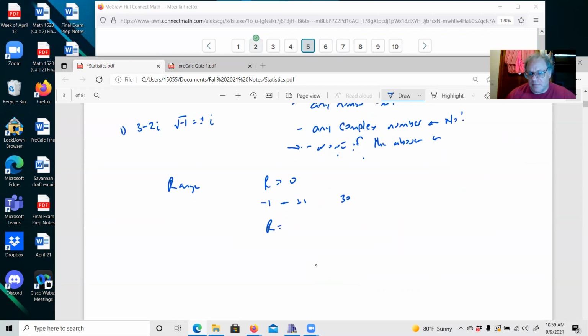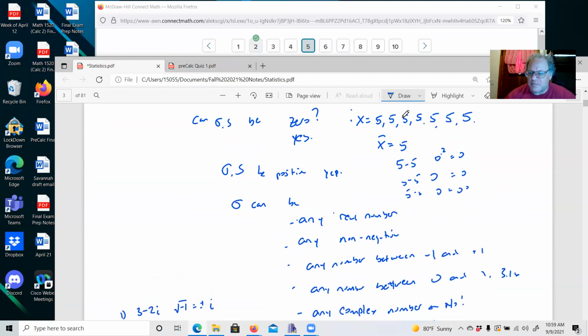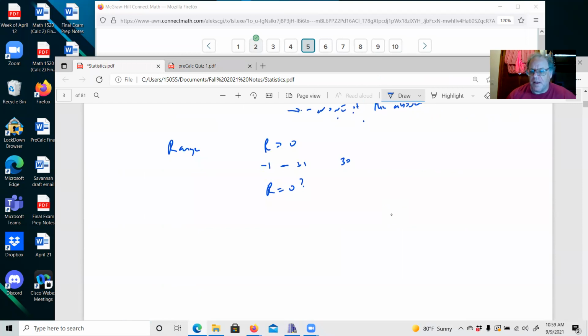Can the range be 0? Well, what if we had the same situation here, right? We're just counting fingers. Well, the biggest number is 5. The smallest number was also 5. So yeah, for the same reason that standard deviation could be 0, range could be 0. There's no variation.